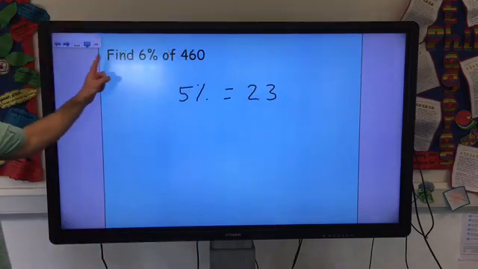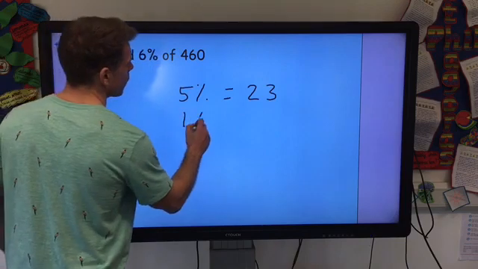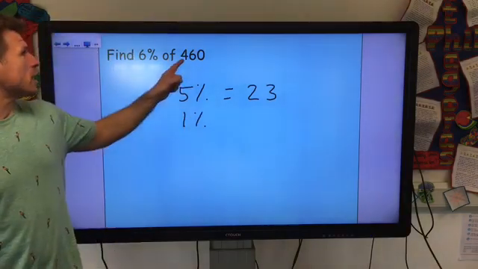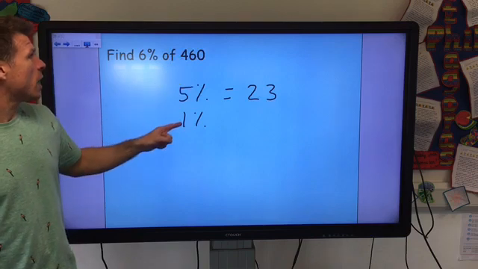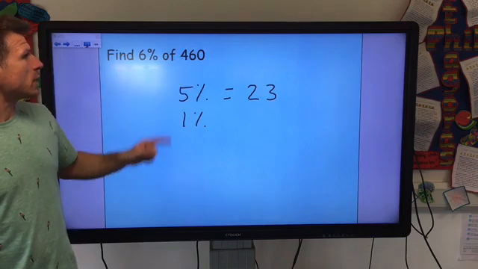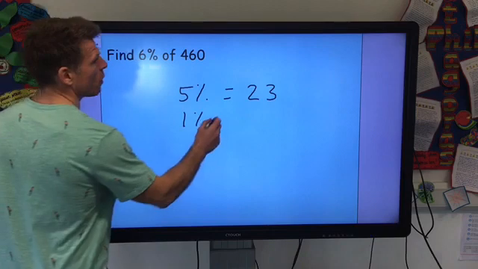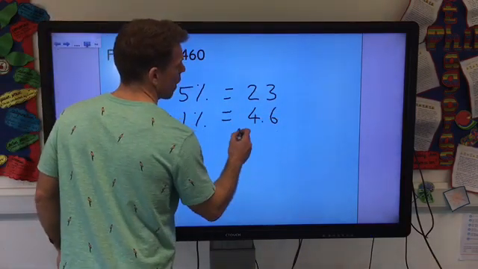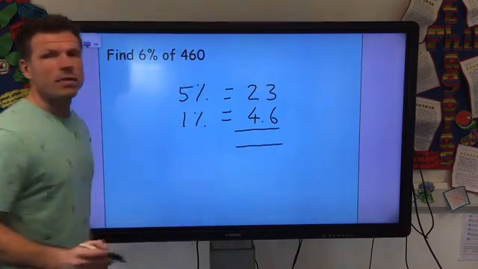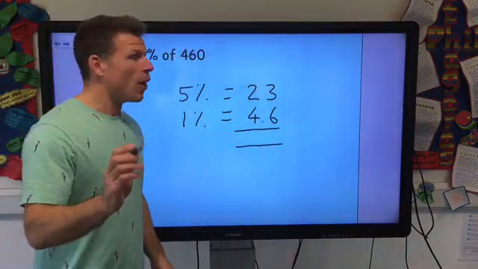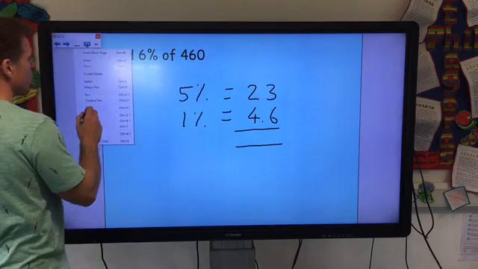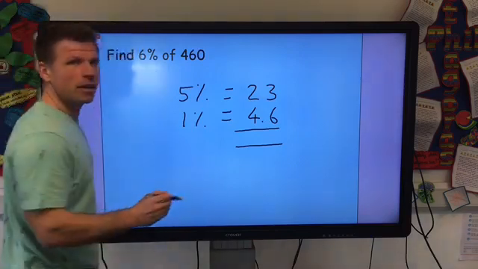I'm then going to find 1%. So I know that 460 divided by 100 makes 4.6. So I'm going to put that in my column addition now. Great. Happy with that? I hope not, because what I'm hoping you've noticed is I've not lined up my columns correctly, which is a column mistake.